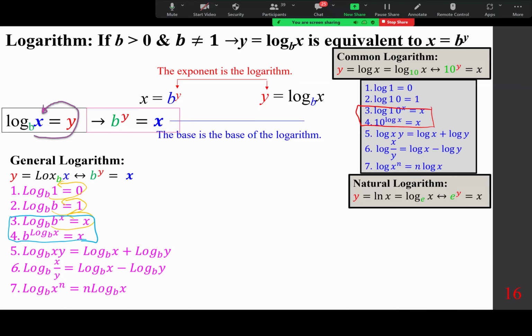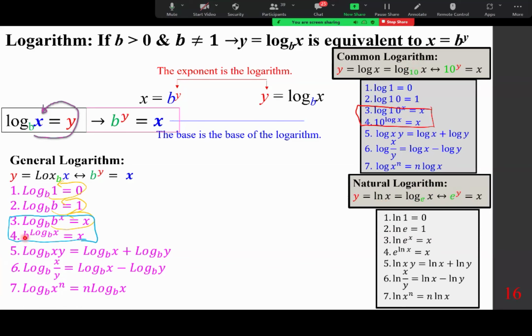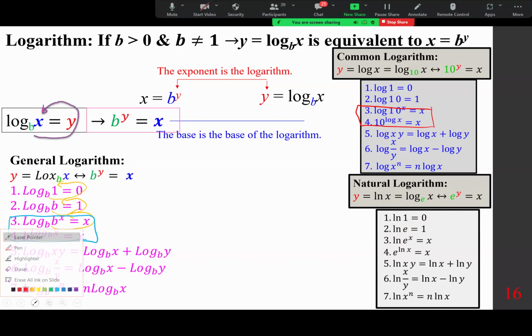Natural log, the base is e. So when we write ln instead of log, we mean log x base e. We never write it in this format, okay? We write ln x, which means e to the power of y is x. And this is the general form. This is a specific form. ln 1 is 0. If you look at this one again, the base and the argument must be the same because the base is e. The argument must be e. And again, numbers 3 and 4.